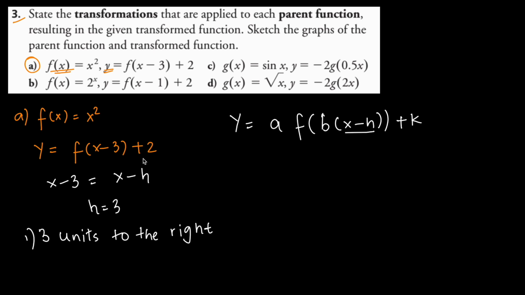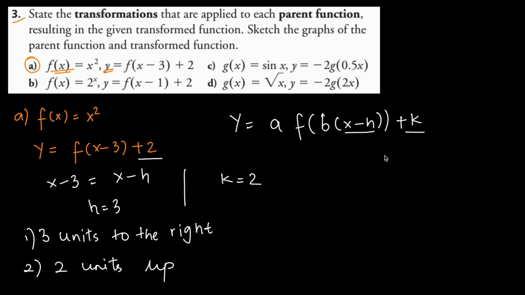If I continue comparing, I have plus 2 in place of plus k. That means k is equal to positive 2. k is positive, that means it has moved 2 units up. The graph has moved 2 units up.